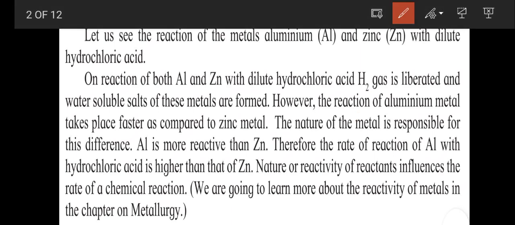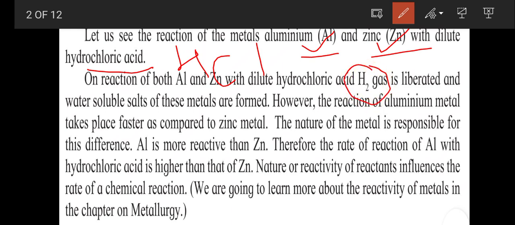Firstly, let us see the reaction of aluminum and zinc with dilute hydrochloric acid. On reaction of both aluminum and zinc with dilute hydrochloric acid, H2 gas is liberated and water soluble salts of the metals are formed. What happened here? H2 gas is formed and liberated. However, the reaction of aluminum metal takes place faster as compared to zinc metal.